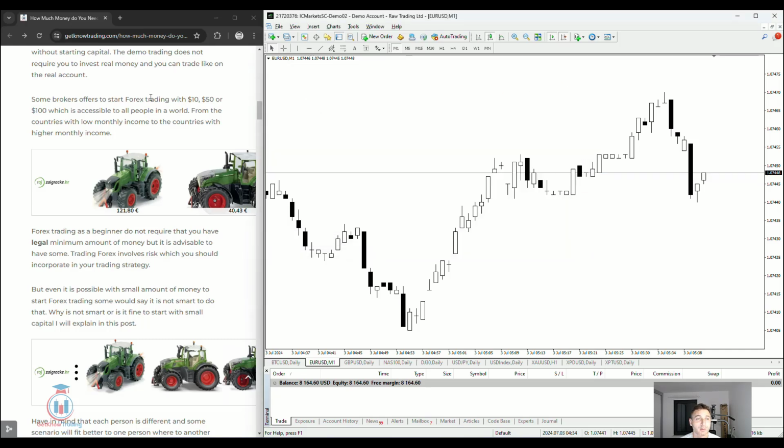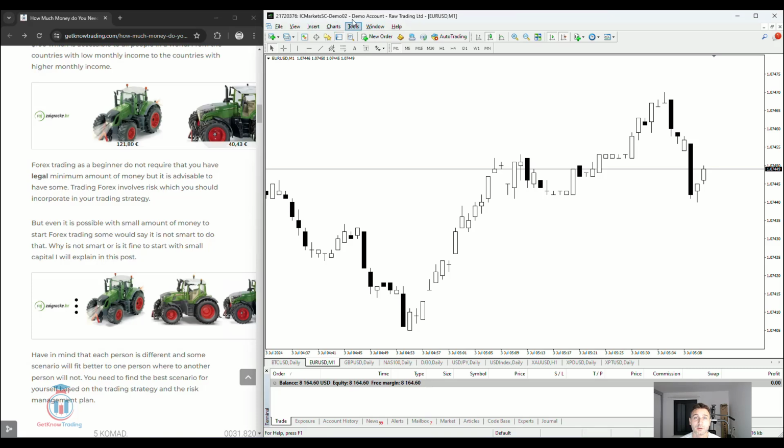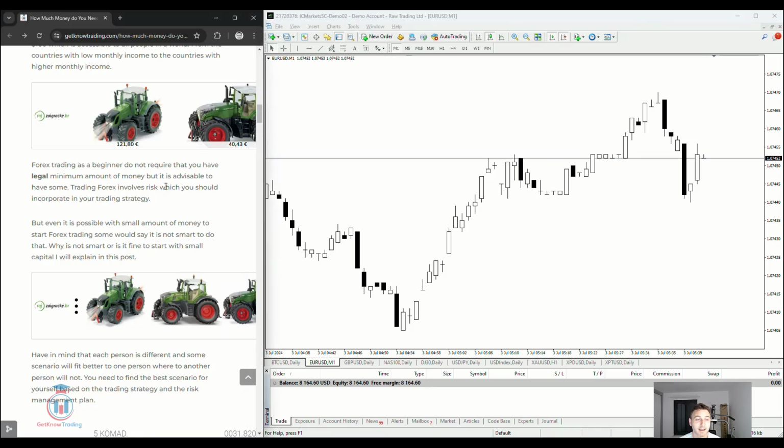Now, there are some brokers that will allow you to open a trading account with $10, $50 or $100, which is okay, but it is not advisable to start with such a small amount of money. First of all, you need to start trading on the demo account, where you can open a demo account with $100, $1,000, $10,000, $1 million.